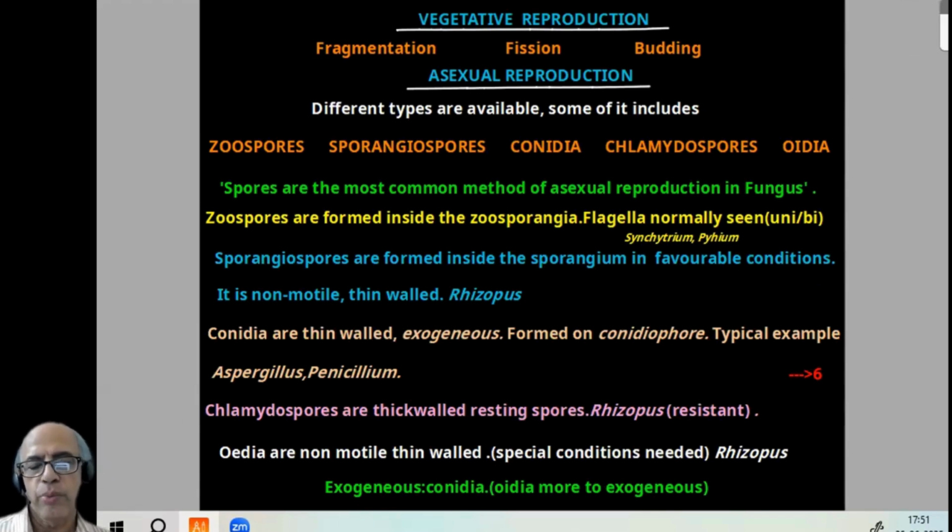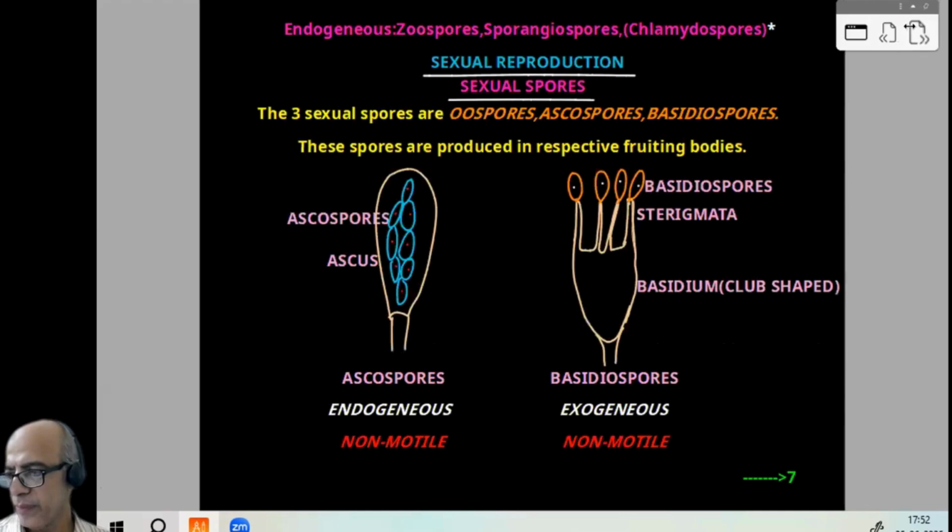Zoospores, sporangiospores, conidia, chlamydospores, and oidia. Spores are the most common method of asexual reproduction in fungus. Zoospores, what is the peculiarity? They are motile or non-motile. Sporangiospores are endogenous, exogenous, Rhizopus. Then conidia, again exogenous, Aspergillus, Penicillium. Chlamydospore, thick-walled resting spore, Rhizopus, resistant. Then oidia, produced only under special conditions, Rhizopus. Then exogenous and endogenous zoospores or structures.